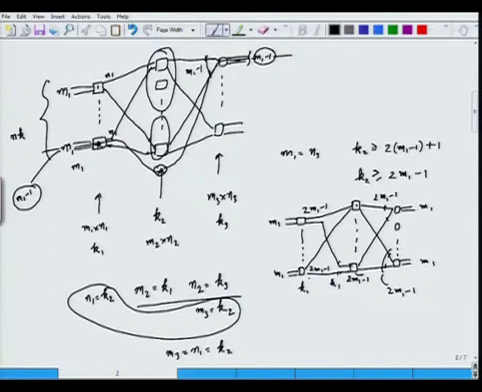So, the number of middle stage switches will be these many, and because I want a symmetric thing, I will also be taking this as K1, K3 will be equal to K1, that is a symmetric case, and this will be the condition which will be satisfied. Okay. So, M2 will be equal to N2 in this scenario, everything actually is symmetric in this case, and this is a strictly non-blocking switch.